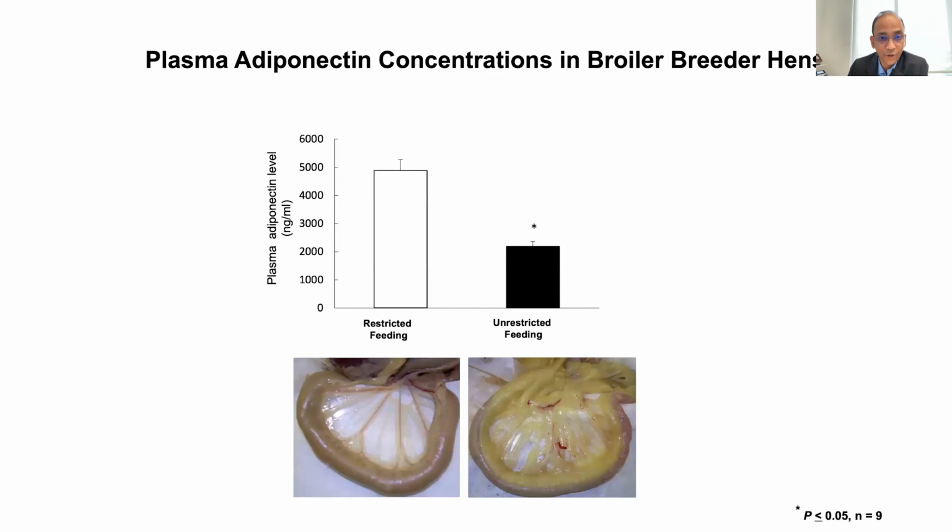We developed an immunoassay and quantified plasma concentrations of adiponectin. You can see for broiler breeder hens, the one on the left with restricted feeding and the one on the right with unrestricted ad lib feeding, adiponectin is about half in blood circulation. So now we know plasma adiponectin is lower in broiler breeder hens that are ad libitum fed. Obviously, with such an excessive amount of adipose tissue, the cells are perhaps hypertrophied. So how are we going to change this?